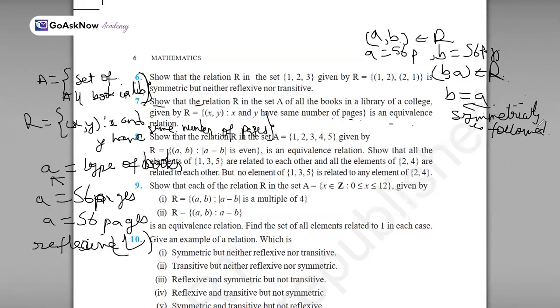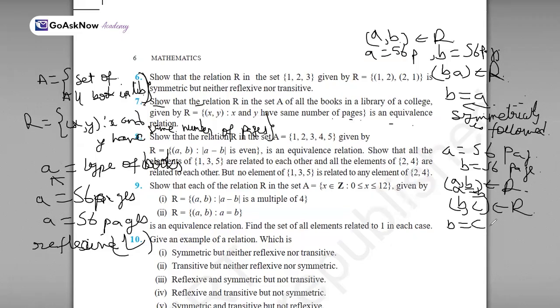Okay. And now I have to show whether it is transitive or not. So if I have A book having 56 pages, B book having 56 pages, and if A comma B belongs to relation R and B comma C belongs to relation R, it means that A is equal to B and B is equal to C, because A has 56 pages, B also has 56 pages. So B has 56 pages, so C also has 56 pages.